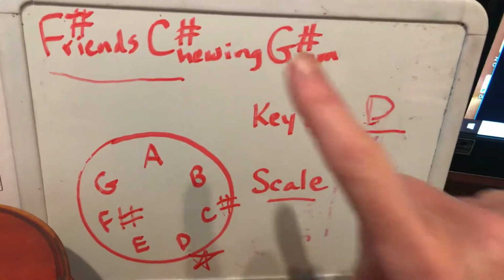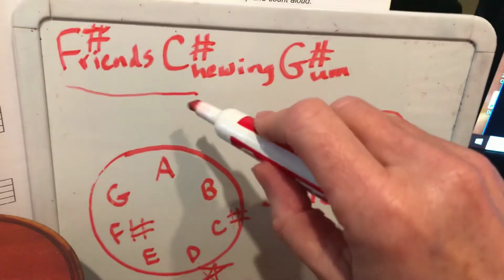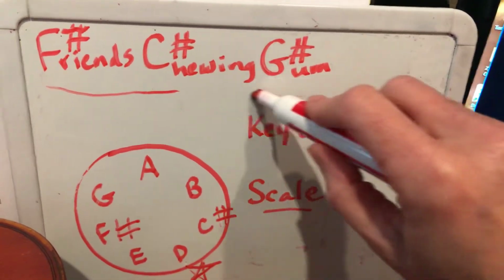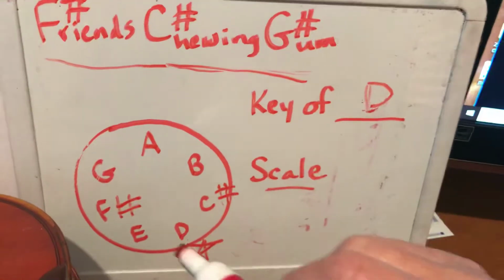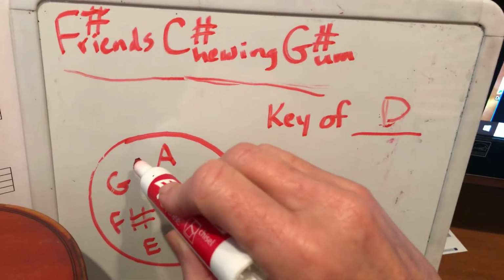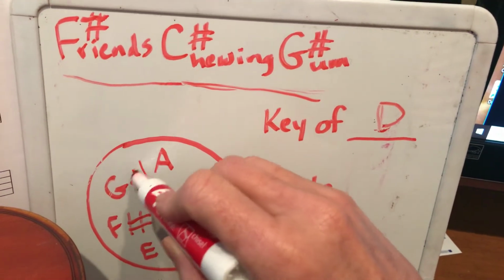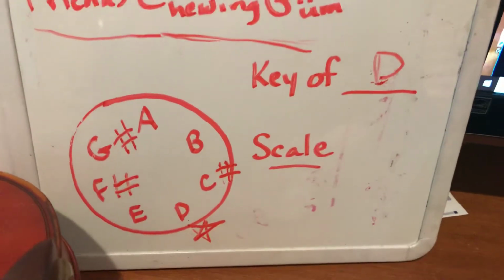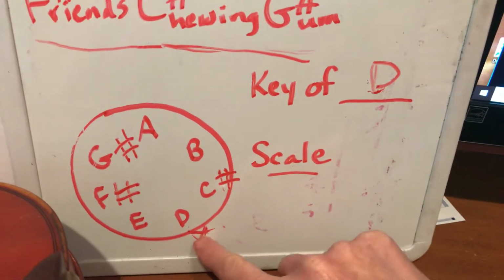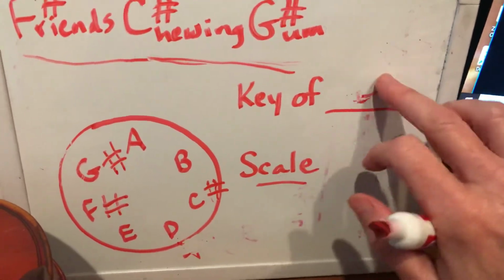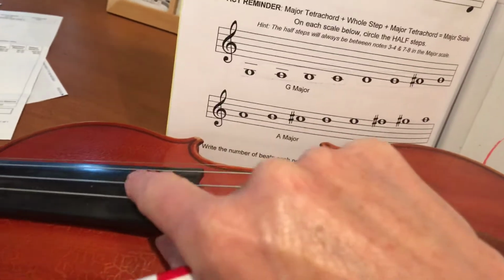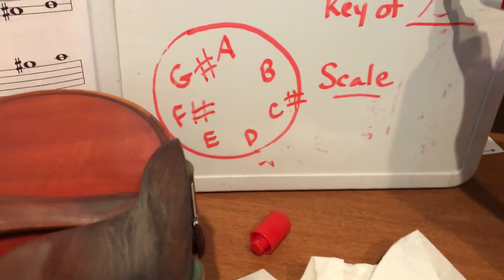So we're going to add a third sharp, friends chewing gum, F, C, G. So let me draw that one in: F sharp, C sharp, and now we have G sharp. And we are no longer in the key of D. Let's go back to our violin prop. 1 sharp, 2 sharps, 3 sharps. There's the A string. We are in the key of A.